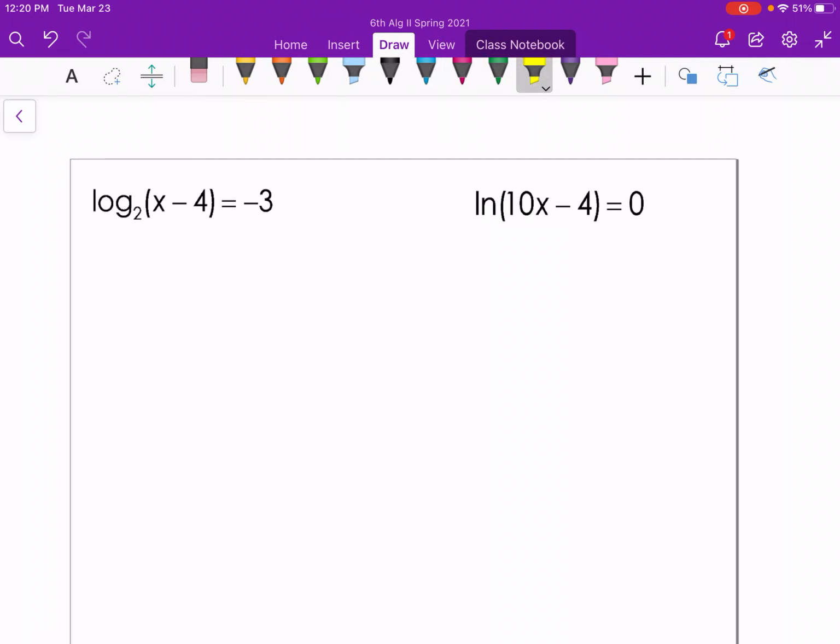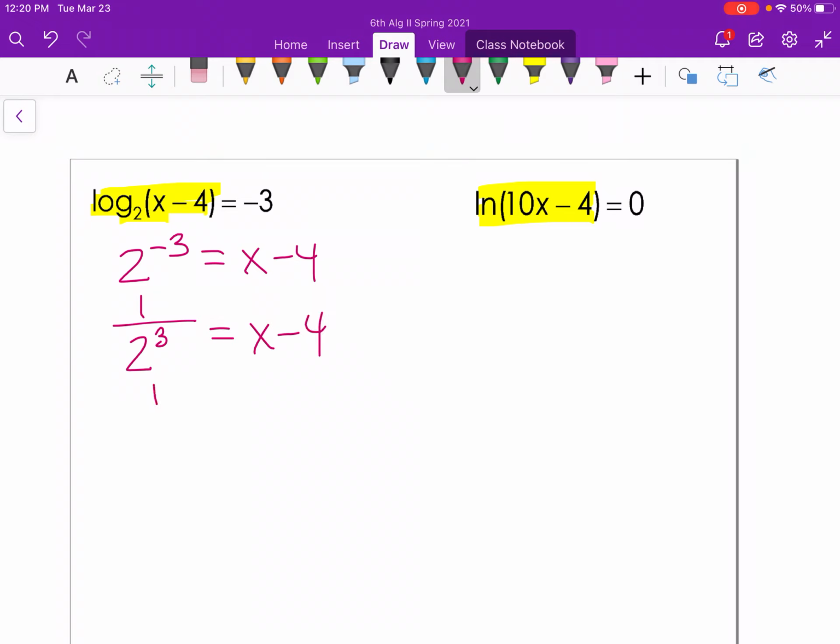This next one, my logarithms are already isolated in both of these, okay? So I'm going to rewrite them both as exponentials. So first, 2 to the negative third equals x minus 4. 2 to the negative third, that's the same as 1 over 2 to the third, or 1/8 equals x minus 4. And then if you add 4, you would have 4 and 1/8, or 33 over 4 is x.